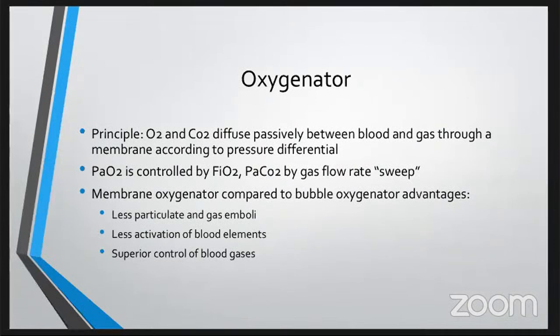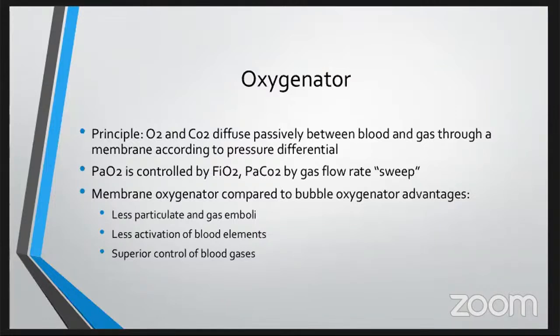Moving to the oxygenator, the principle is that oxygen and carbon dioxide diffuse passively between the blood and gas according to the pressure differential. So the partial pressure of oxygen is controlled by FiO2, and the partial pressure of CO2 by gas flow, or what's called the sweep rate.